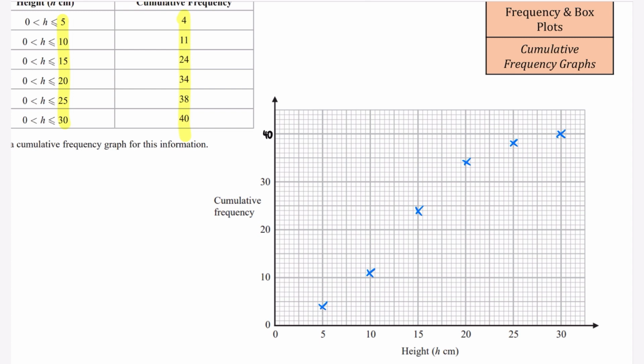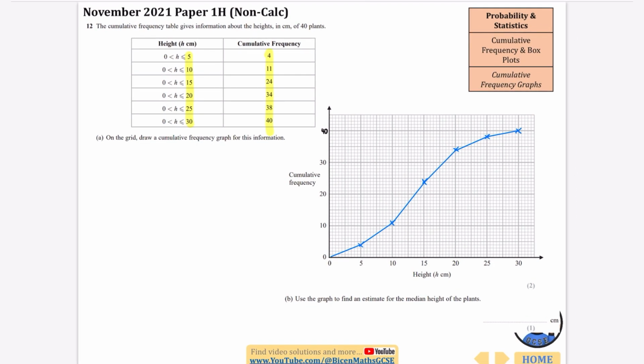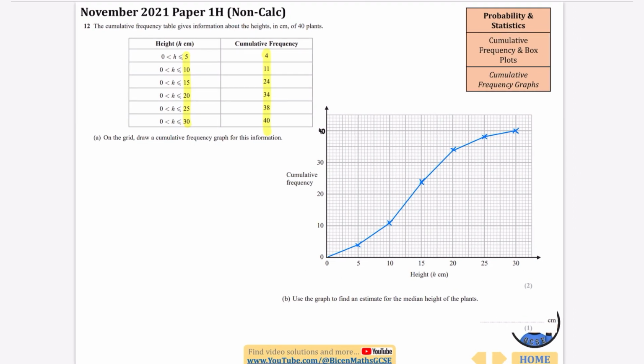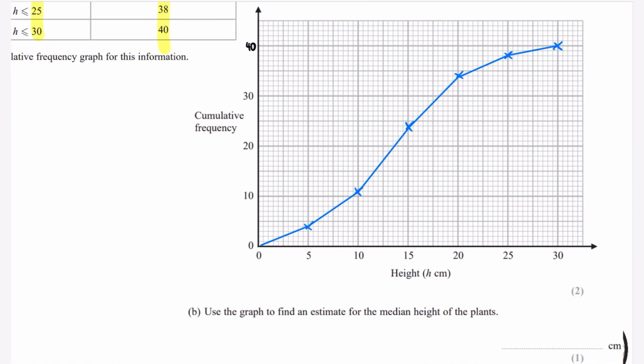Then it just becomes a case of joining them together. Like I said before, you'll always see me doing them with a straight line. And that's part A of the question, nice, easy, 2 marks. Part B just says, use the graph to find an estimate for the median height of the plants. So the median is going to be at 20 that we've got there. So I'm going to just read across from 20 and we'll see what the median height is.